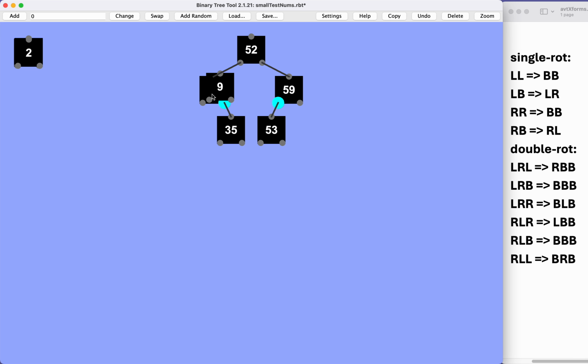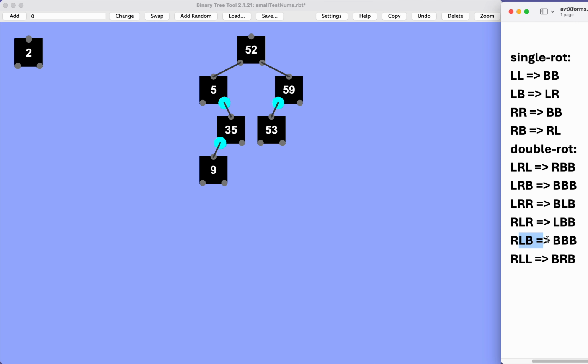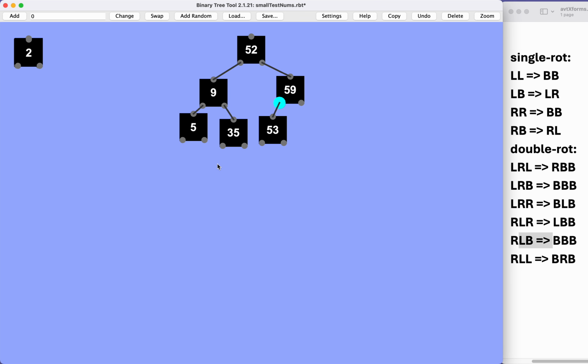Now we go to the 9. The 9 ends up becoming 35's left child, but we see his left child has grown, so we adjust this balance factor. 5's right child has grown, adjust this balance factor, but it's already leaning to the right. Therefore, we have right, left, balanced. So that's this case. Right, left, balanced becomes balanced, balanced, balanced. And so we adjust these two guys. This is balanced, balanced, balanced, and we do a double rotation of the 9 over both its parent and its grandparent. And this is the resulting AVL tree.